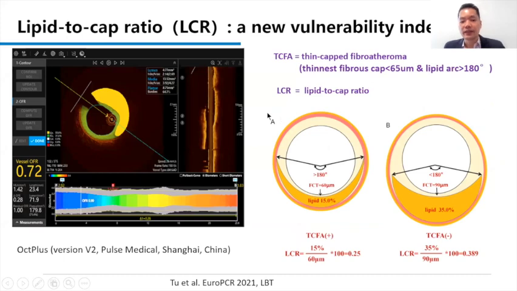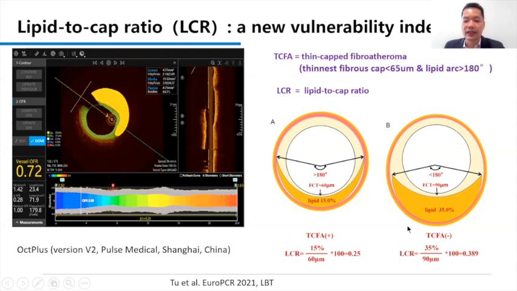At the same time, since we can automatically calculate the lipid plaque burden and also the cap thickness, we propose a new vulnerability index called lipid to cap ratio, LCR. The LCR is different from the TCFA. For example, for case A and case B, according to the definition of TCFA, case A has TCFA. Case B does not have TCFA. However, clinically, case B has higher risk because it has such a huge lipid plaque burden compared to case A. So the LCR is reflecting this new vulnerability information.